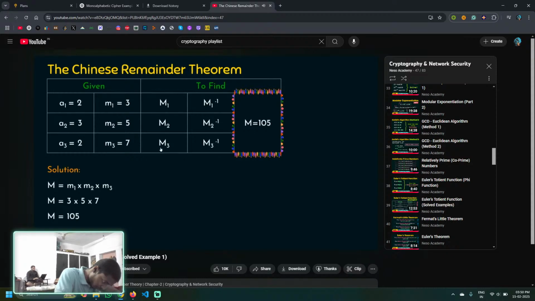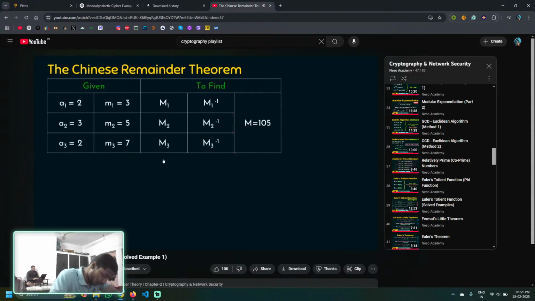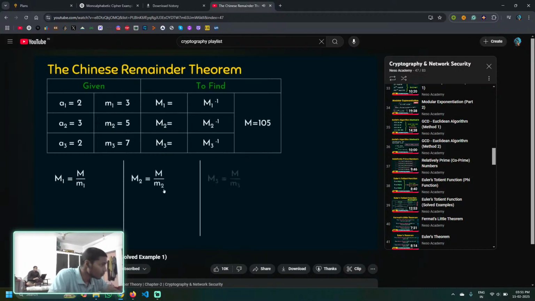Let's now move on to find capital M1, capital M2, and capital M3. How to deal with this? We are going to find 3 values. The formula is capital M1 is equal to capital M upon small m1. That is what we have found here. Similarly, capital M2 is equal to capital M upon small m2, and capital M3 is equal to capital M upon small m3.